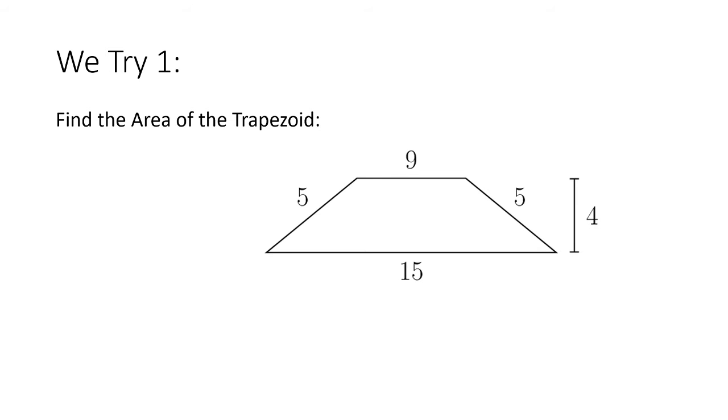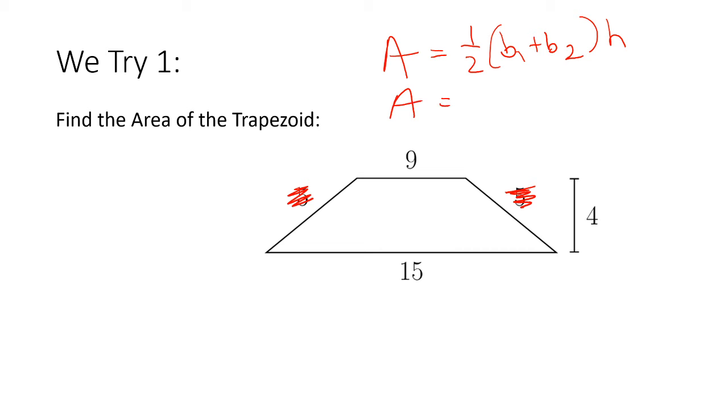So let's find the area of the trapezoid together. Well, our area formula is 1/2 times base 1 plus base 2 times the height. So I immediately need to get rid of things that I'm not using. I'm not using these 5s, so I need to get rid of them. So my area of this trapezoid is going to be 1/2 times 15 plus 9 times the height, which is 4.